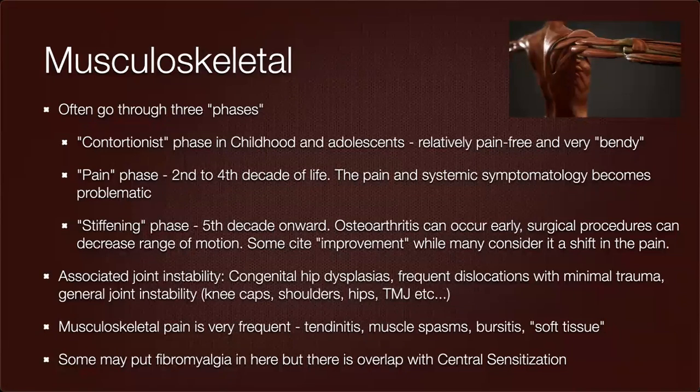On the musculoskeletal side, it's the side that most people have focused on for the longest amount of time. There was a long time where a lot of specialists thought that this was pretty much the only thing associated with hypermobility. People go through 3 phases. In childhood, they call it the contortionist phase, where you can pretty painlessly, literally contort. The second phase is the pain phase, in the 20s to 40s or 50s, where if you are going to experience pain and get symptoms, it all kind of arises in adulthood.